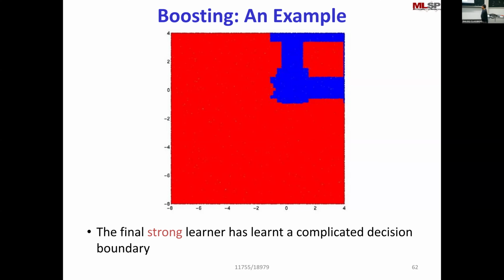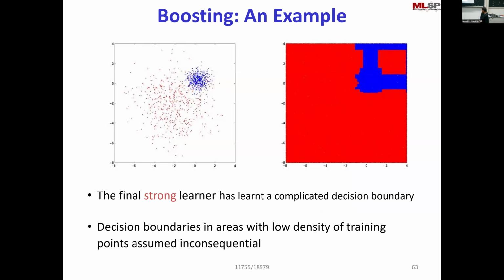But anyways, the final strong learner has learned a very complex decision boundary while working off some very simple weak learners, where the weak learners were themselves just thresholds. It could have been anything else, but in this case, they're thresholds, right? And so look at that. The decision boundaries in areas with low density of training points are considered inconsequential, but the rest of it, I just nailed the decision boundaries, at least for my training data, and it's very complex. And you can get finer and finer.